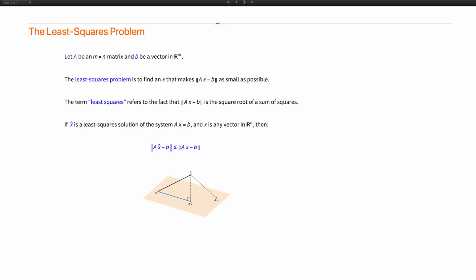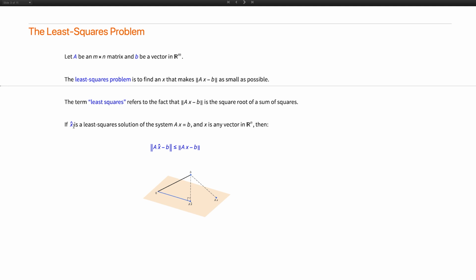Okay, so let's make a formal statement about the least squares problem. Let's say you have an m by n matrix A and a vector b. Then the least squares problem is to find a vector x which makes the norm of Ax minus b as small as possible. So of course, if you can make it 0, then you really do have a solution. And the question is, why the name least squares? Well, that refers to the fact that this over here is the square root of a sum of squares.